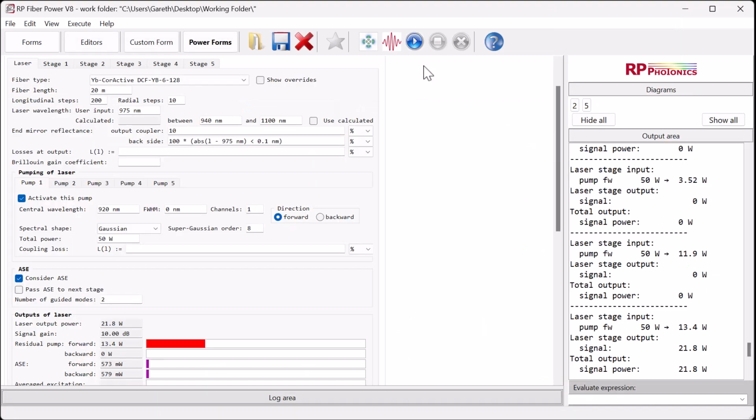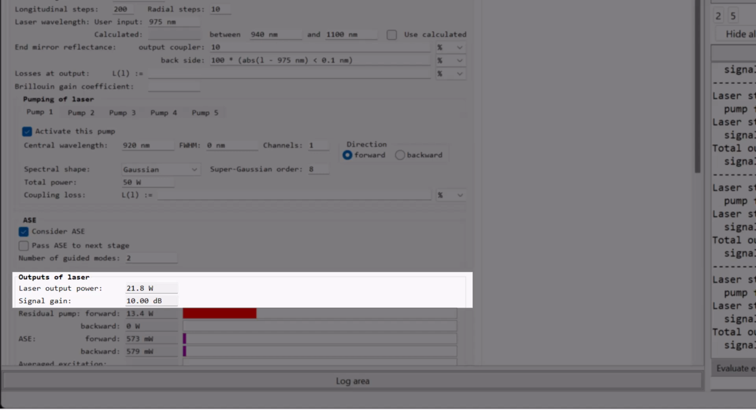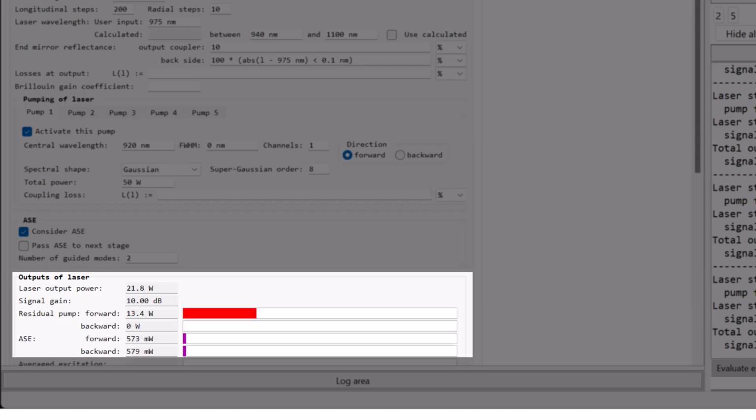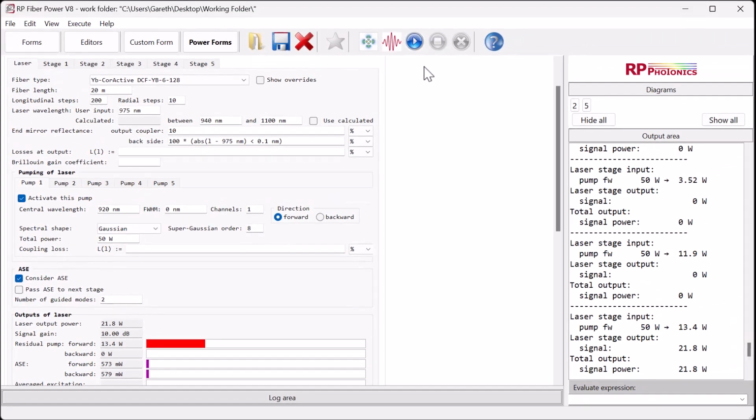We see that this approach actually works, producing more than 20 watts of 975 nanometer laser light with very little ASE, even though the pump absorption efficiency is still not ideal. The laser could be optimized further.